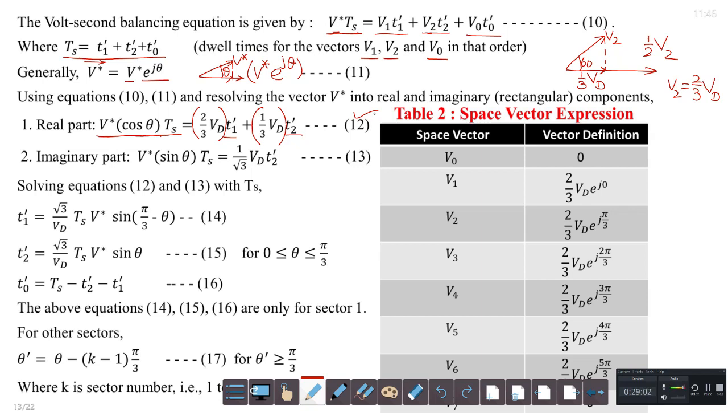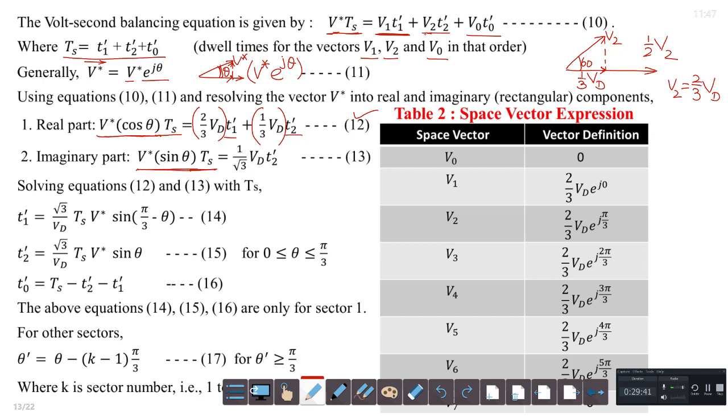Similarly, the imaginary component, the vertical axis component. The vertical component for V star, as you see here, is V star into sin theta, because V star makes angle theta with the horizontal axis, and the time of application is the duration Ts. So, from equation 10, the left hand side gives the component V star into sin theta into Ts. Then how are the other components obtained? The first term V1 has no component, because V1 is totally along the horizontal axis. So, it will have no component along the y axis, the vertical axis. So, V1 has no contribution.